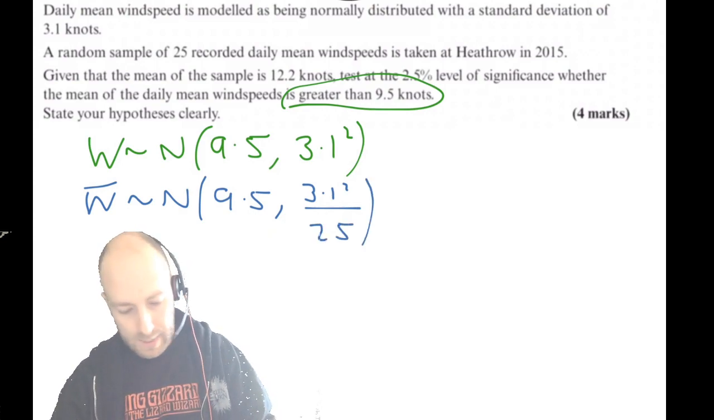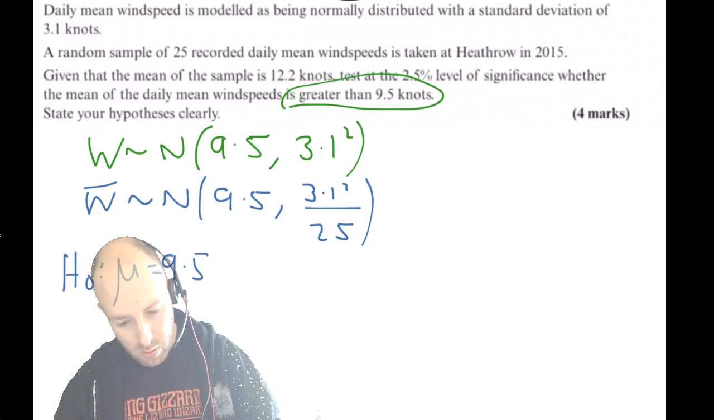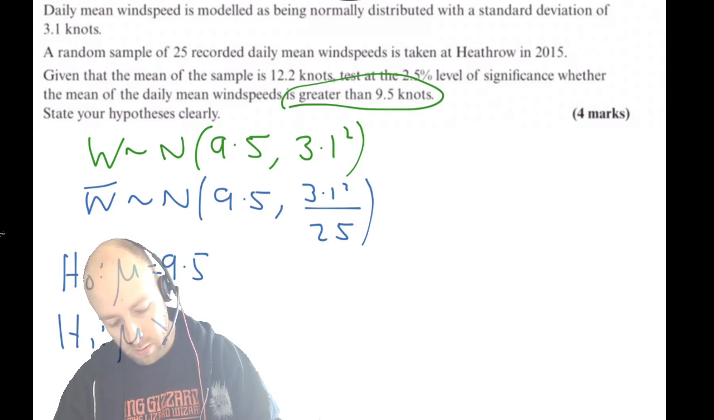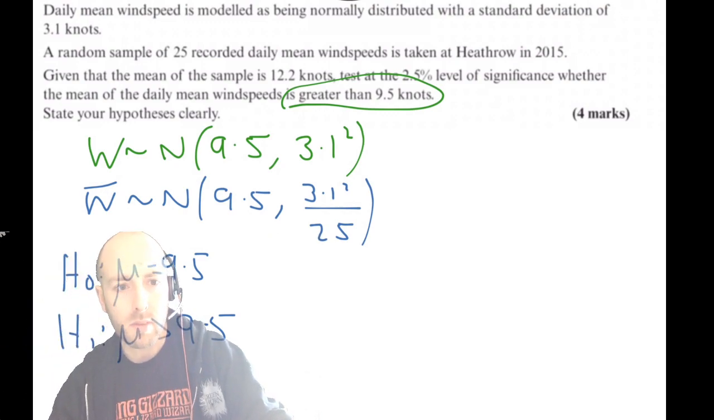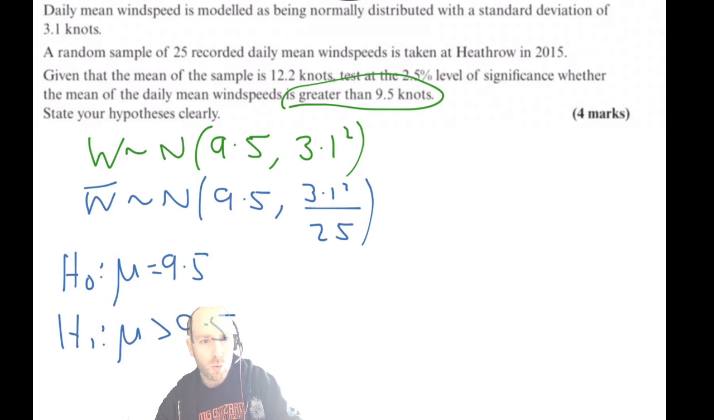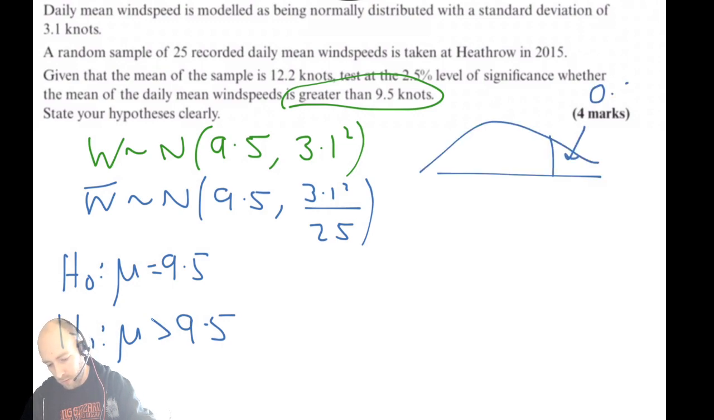State your hypothesis clearly. So H0: mu is 9.5. H1: mu is greater than 9.5. You guys can see that, can't you? Let's shrink. Cool. So we test at the 2.5% level. We're looking for this bit, 0.025. Trying to find this value, see what it is.